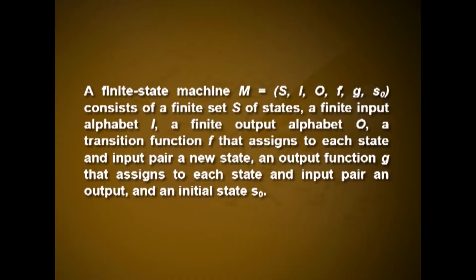Finite state machines with outputs. Definition: a finite state machine M = (S, I, O, f, g, s0) consists of a finite set S of states, a finite input alphabet I, a finite output alphabet O, a transition function f that assigns to each state and input pair a new state, an output function g that assigns to each state and input pair an output, and an initial state s0.